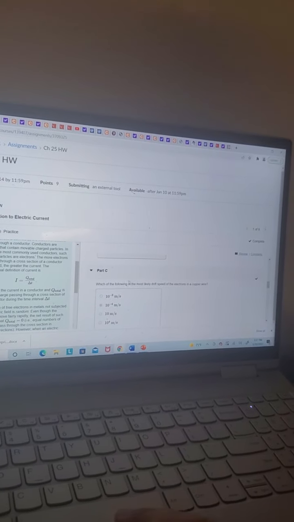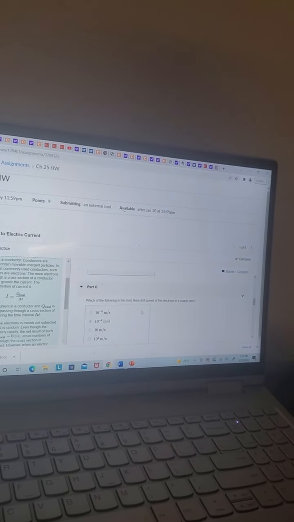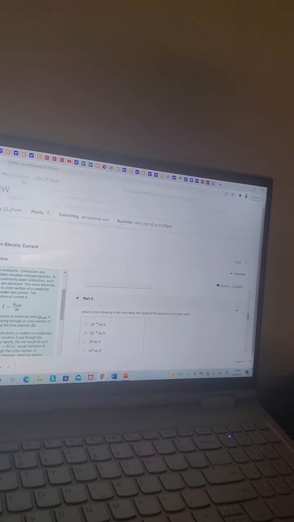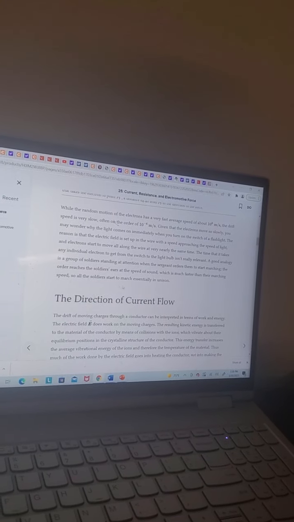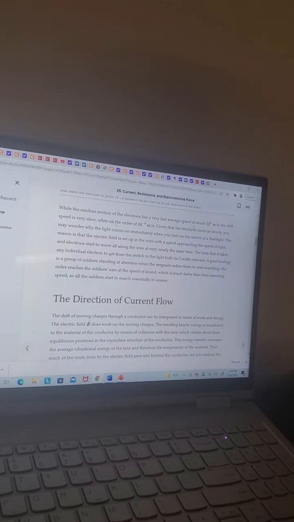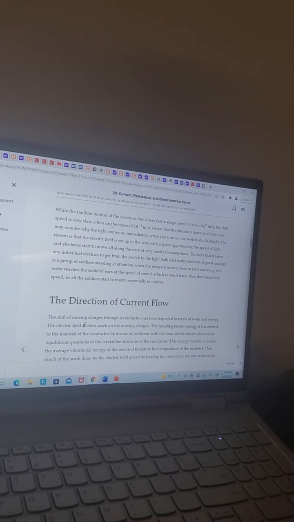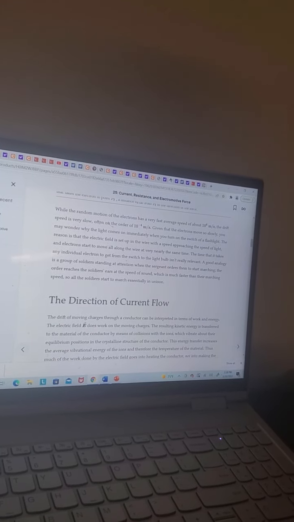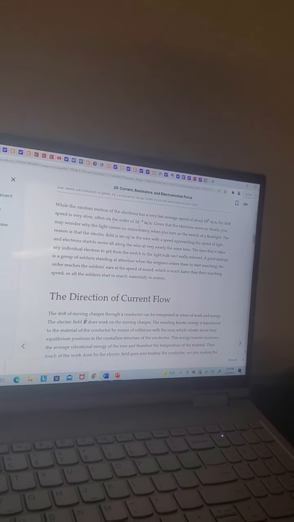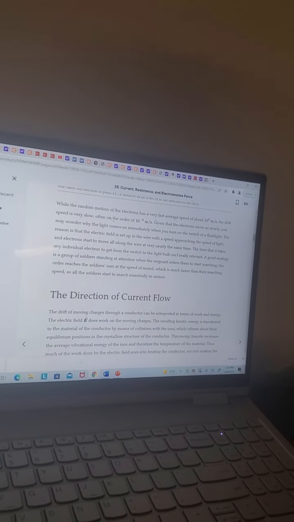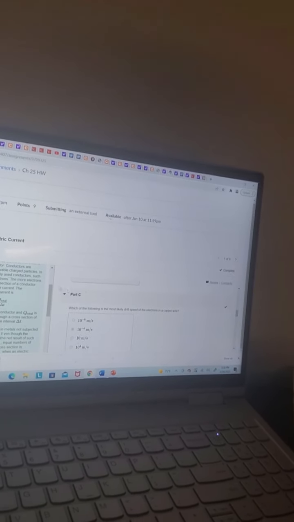Again, definitionally, for this question, which of the following is the most likely drift speed of the electrons in a copper wire? We have down here, while the random motion of the electrons has a very fast average speed of about 10^6 meters per second, the drift speed is very slow, often of the order 10^-4 meters per second. So that's our answer.